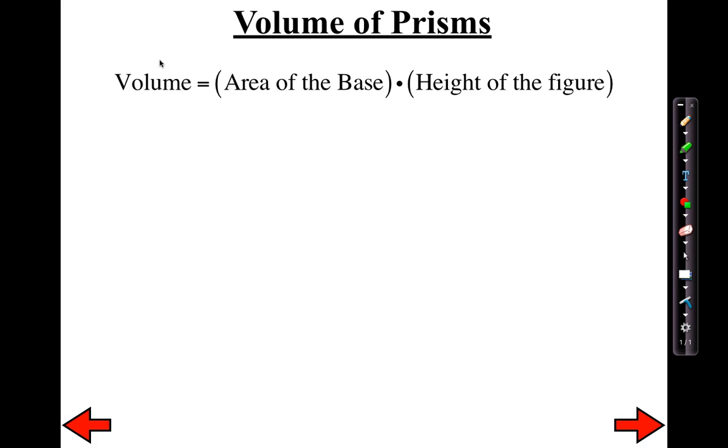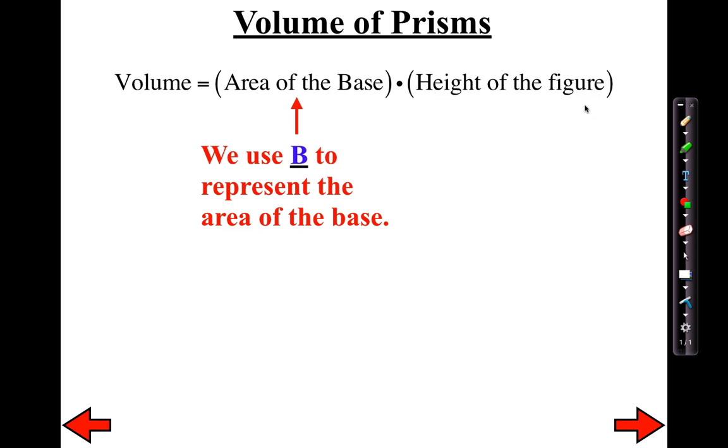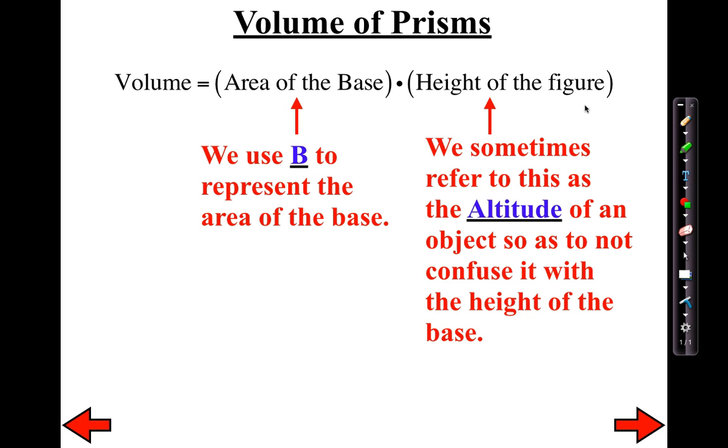So volume of prisms. First, we are going to adapt it, and this is how we will adapt it. The formula for the volume of a prism is now going to be adjusted to just the area of the base times the height of the figure. Now, to write it shorthand, we are going to refer to the area of the base as a capital B, and yes, it has to be a capital B. So this is going to refer to the area of the base, and for the height of the figure, we are going to use the word altitude.